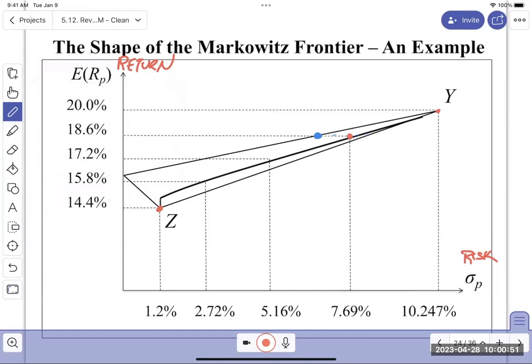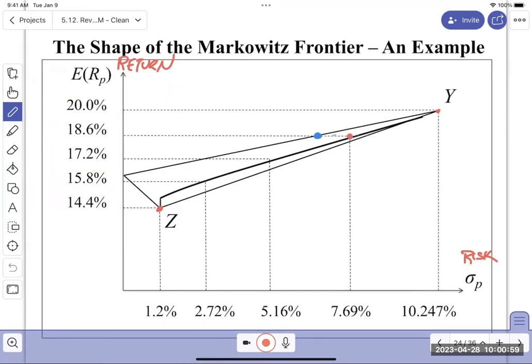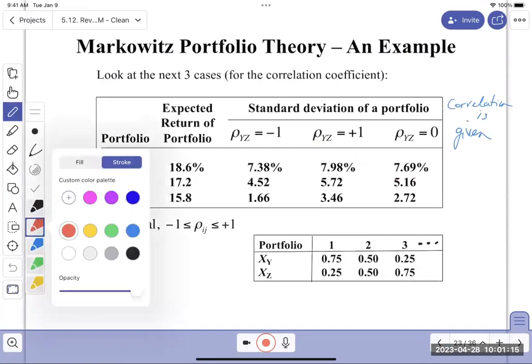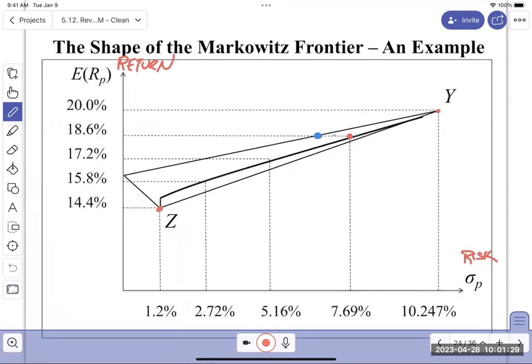So I'm going to do 7.6. Okay, that's the easiest one to see. Red. Okay, let's look at the red. 18.6 is the expected return, and 7.69 is the standard deviation. So that's here. Okay. So I'll use red for that. So this was calculated.